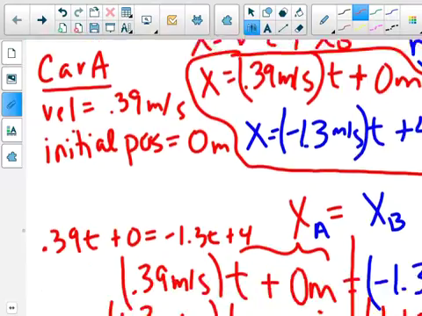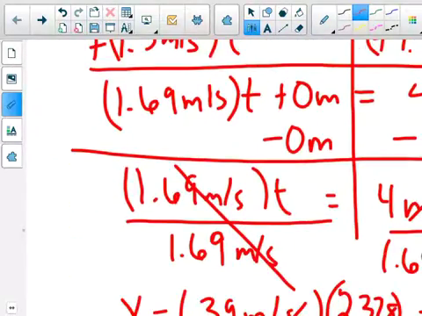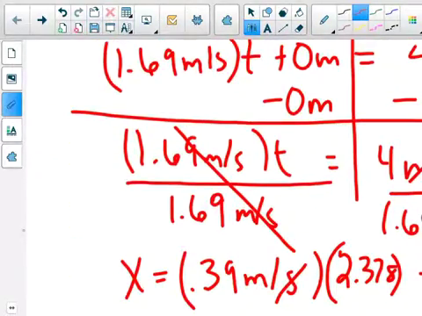So the next thing you would do is create a graph and confirm graphically that your solution does indeed make sense. All right, hope that helps.